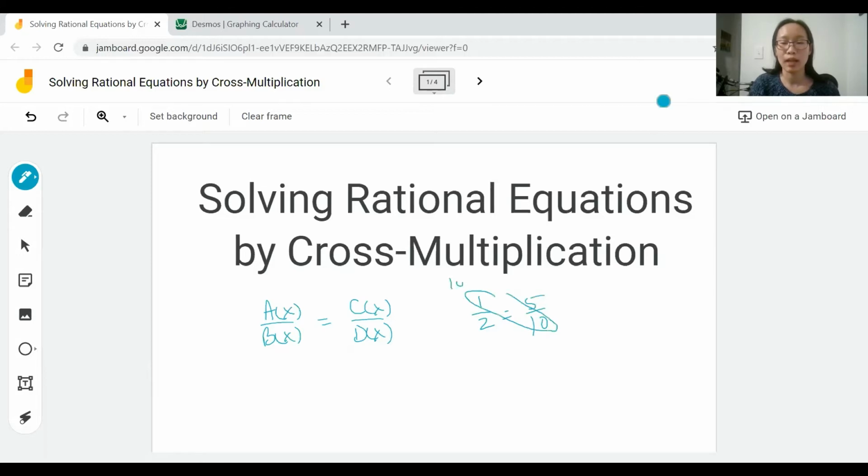So 1 times 10 is 10 and 2 times 5 is 10. So because their cross products are equal, I know that 1/2 is equal to 5/10. I can use the same property to solve equations involving variables.